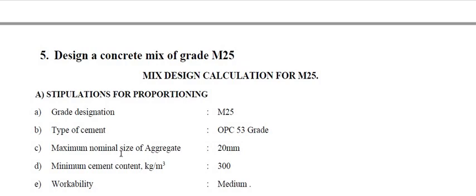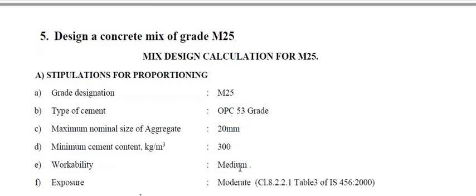Nowadays, normally for construction purposes we use 20 mm size aggregate for flooring and roofing purposes. So for that purpose I am also using the same 20 mm size of aggregate. Then minimum cement content, I take it as 300 kg per meter cube. I have taken this from IS 456 code Table 5, which will be shown to you in the future slides. Then workability, I take as medium workability.